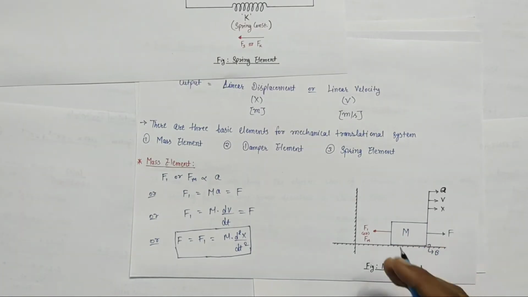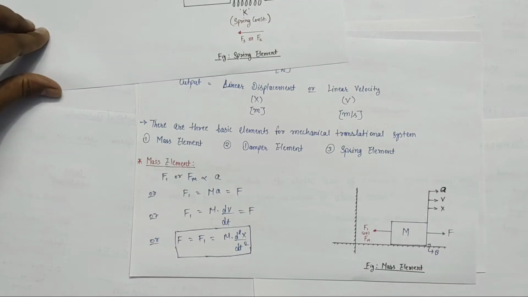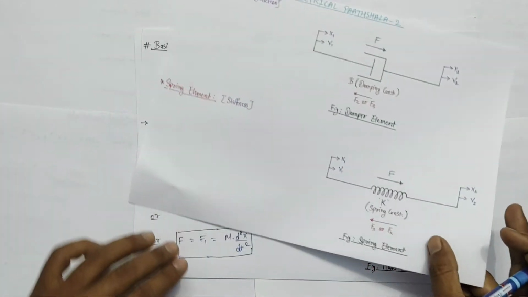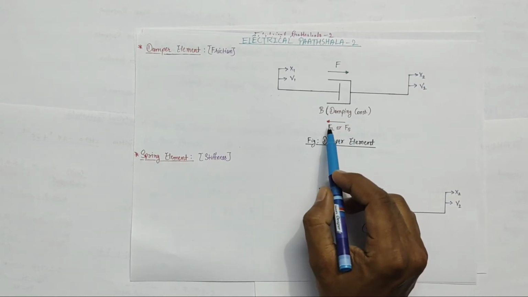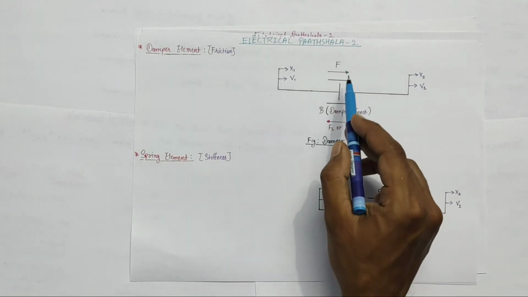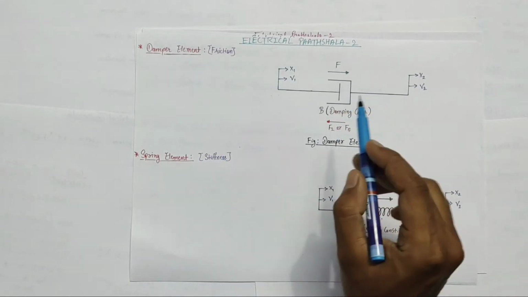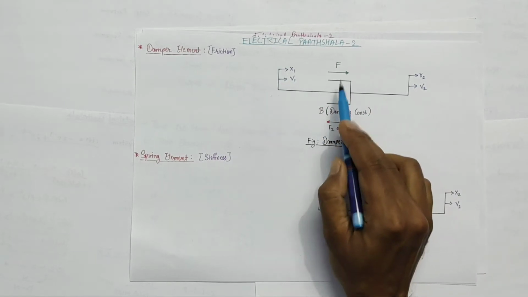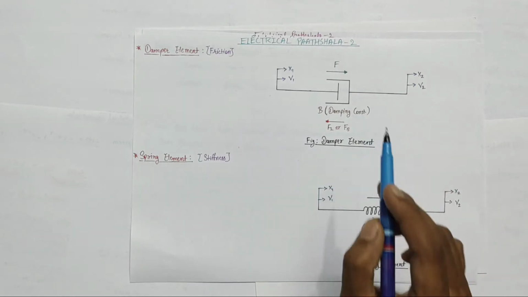Similarly, if this body is placed inside a liquid and you try to move this body, then due to the viscous friction present between the liquid and the body, there will be a resisting force which will try to oppose the motion of this body. So due to this friction, a resisting force is developed which always acts in the opposite direction of the externally applied force. Now this friction is shown by a damper element, which is nothing but a simple arrangement of a cylinder and a piston. As you can see here in this diagram, this is showing a damper element.